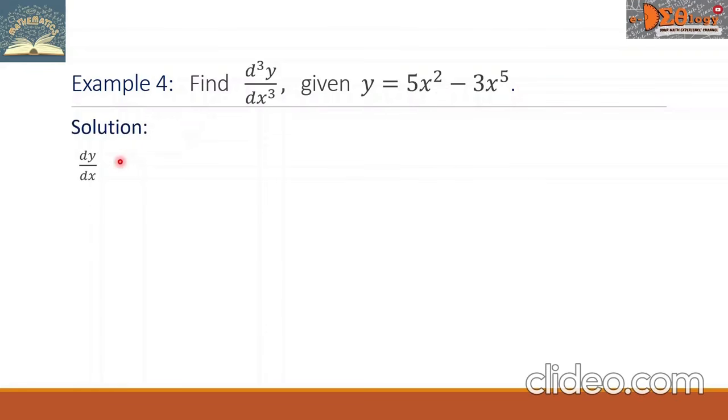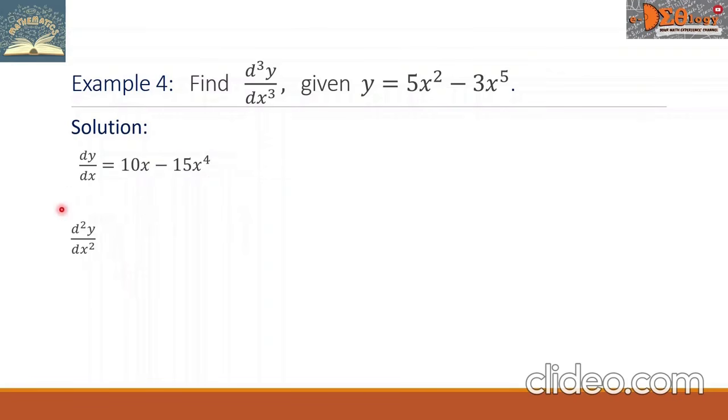Let's start with the first derivative, and this is the notation, dy over dx. Let us now differentiate each of the terms of the function. For the first term, the derivative is 10x minus 15x raised to 4.